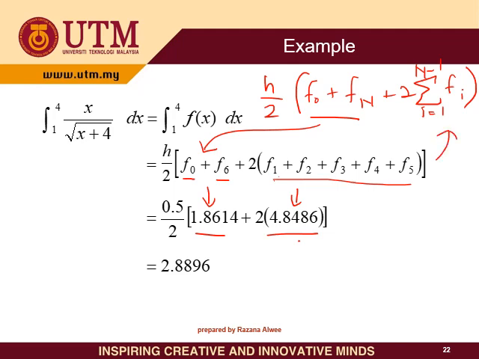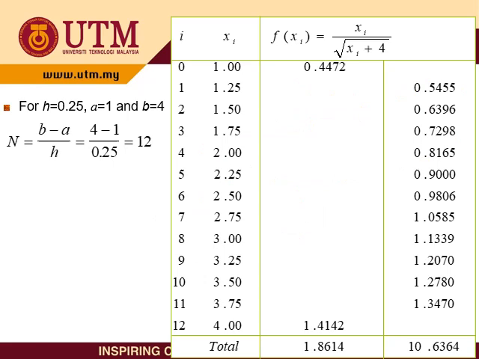Okay, and then you get your approximation, which is 2.8896. Same thing for the next one. If you remember the question, they asked for h 0.5 and h 0.25. For h 0.25, if you do the calculation to find the n, you will get n is 12. So 12 plus 1, you get 13 points because of the 0 here. So we have 1, 2, 3, 4, 5, 6, 7, 8, 9, 10, 11, 12, 13. 13 points, n plus 1 because we start with 0. Remember that. And the h is 0.25, right?